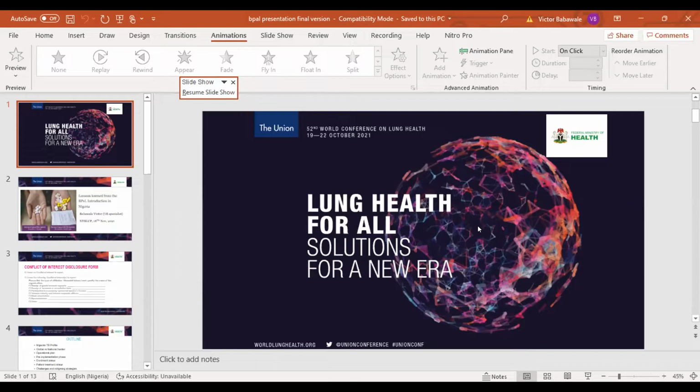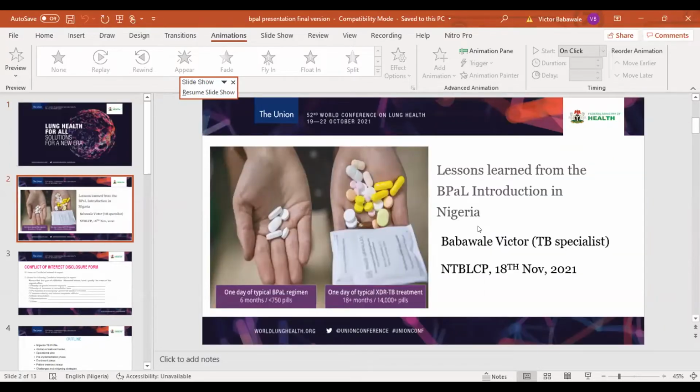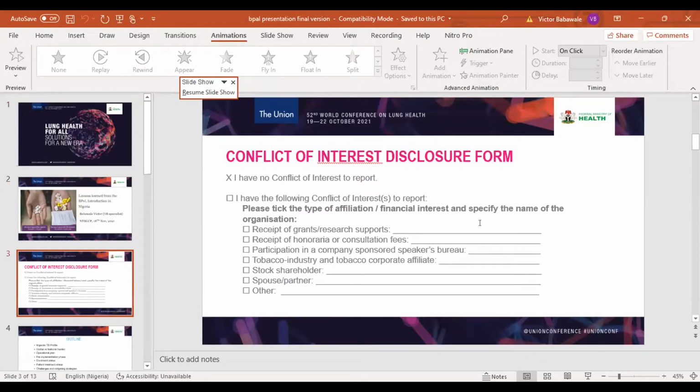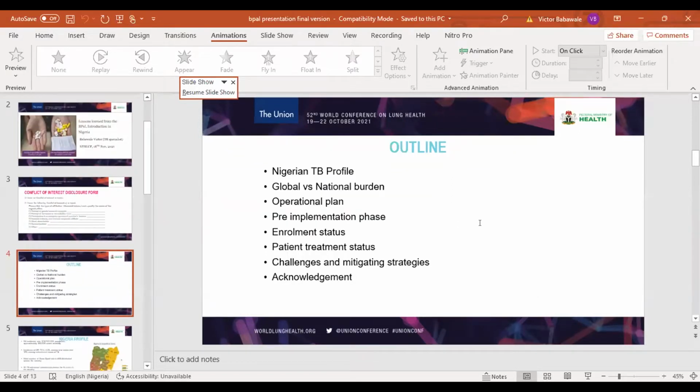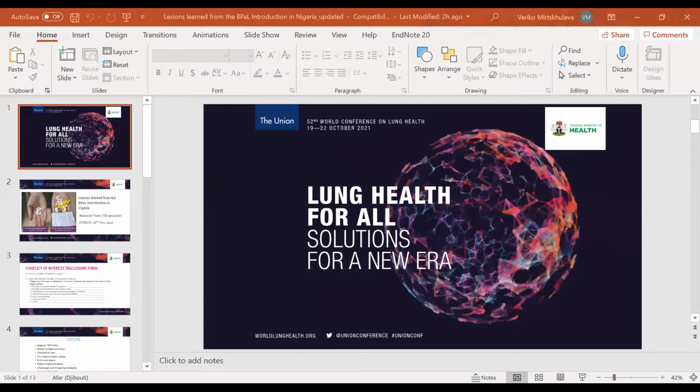Thank you very much for the opportunity to present on the lessons learned from Nigeria concerning the implementation of the BPaL operational research. In my presentation, I have no conflict of interest. Basically, I will be talking quickly on the Nigerian TB profile, looking at the burden of DRTB in Nigeria, the BPaL operational plan, the pre-implementation phase, enrollment status, the patient treatment status, challenges, mitigating strategies, and then acknowledging those who have supported us in the implementation of these studies.